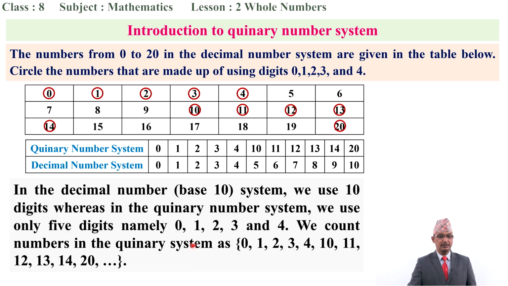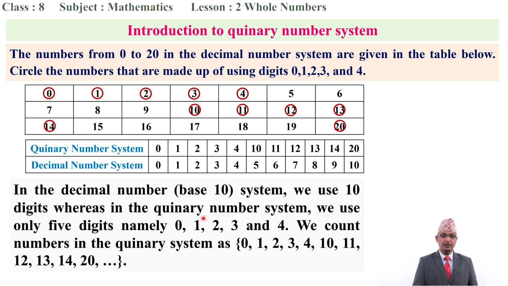And we count the numbers in the quinary number system as 0, 1, 2, 3, 4. Then we do not read it as 10 in the quinary number system, we read it as 1, 0. Similarly, 1, 1, 1, 2, 1, 3, 1, 4, 2, 0, as we have circled here.